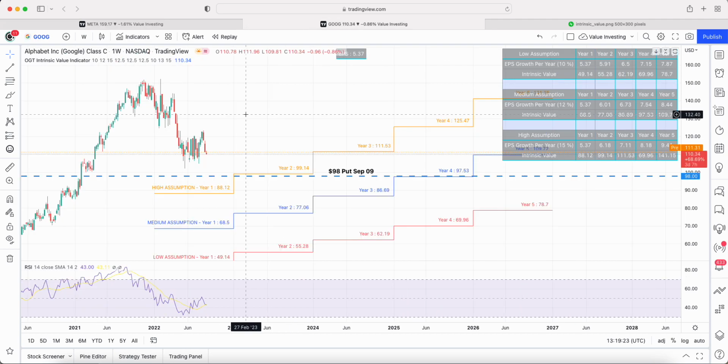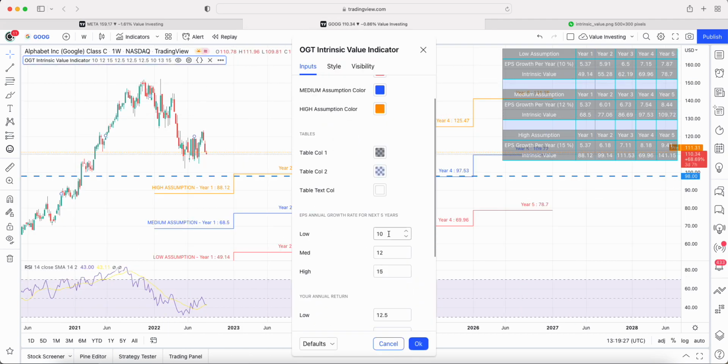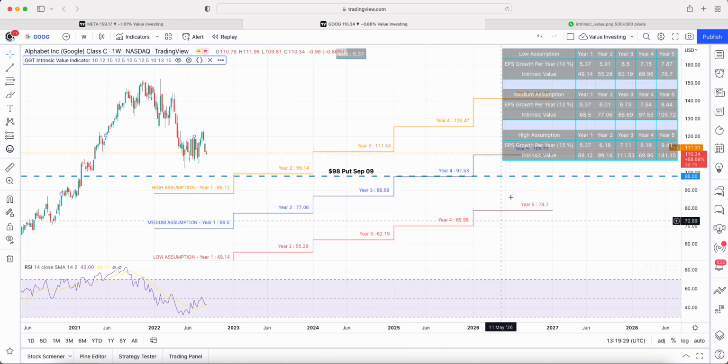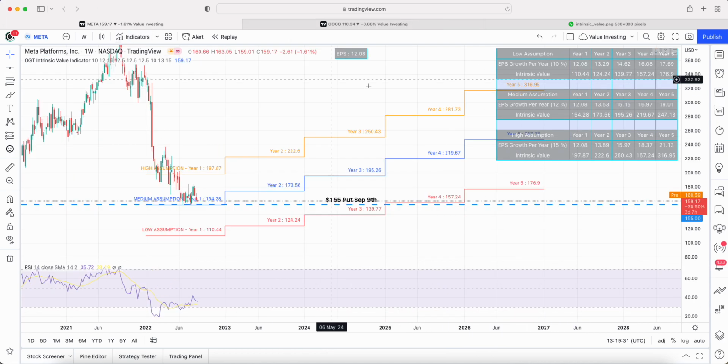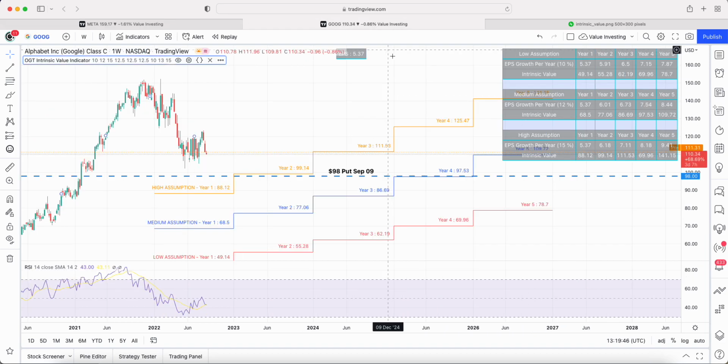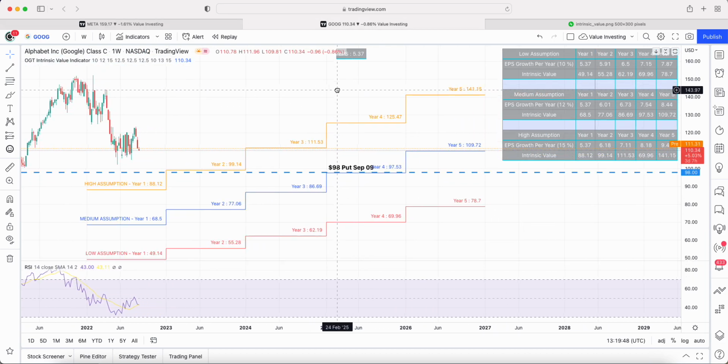Google is more of an established company, and you'll see through the growth rates I put in, 10, 12, and 15, as you can see over here on the right-hand side, compared to Meta, which is updated as well. I've gone with a conservative assumption here; on the high side, analysts are predicting 20% growth year over year, over the next 10 years, or 5 years, sorry.